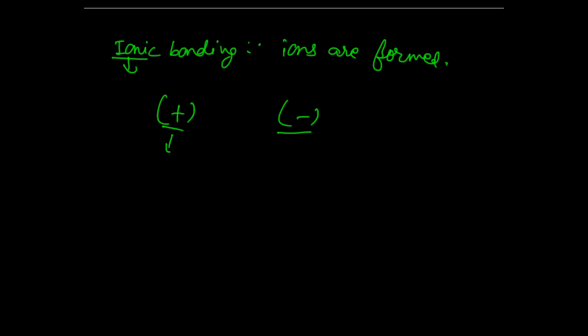Now, how are these positive ions and negative ions formed? It is formed by losing electron, and it is formed by gaining electron. So let's directly jump into the examples. The most simple and most common ionic compound is NaCl, that is sodium chloride or common salt. Now, how is this sodium chloride formed? Sodium chloride is formed from sodium metal and chlorine non-metal.